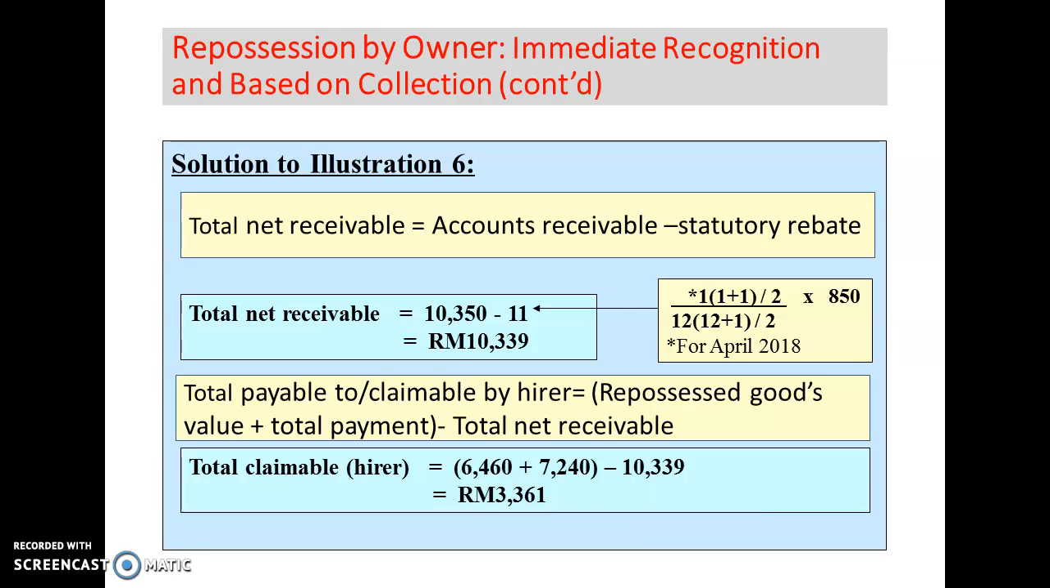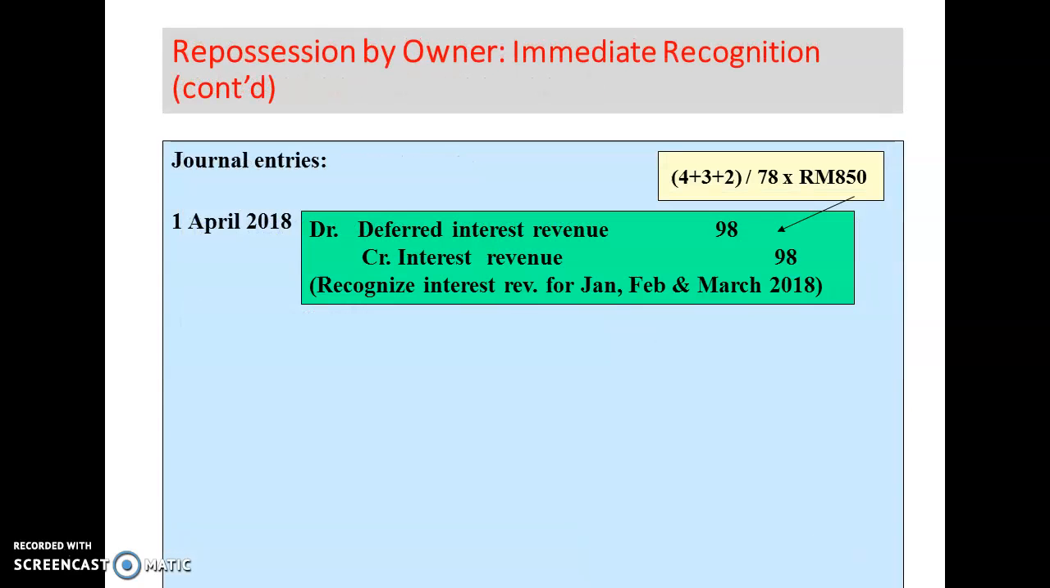Now you have calculated the amount that needs to be paid. Now we're going to prepare the journal entry on the date of repossession. The first step is to make sure all interest revenue has been recorded or charged up to the repossession date. So the company needs to first recognize the interest revenue for January, February, March, the months in which the company has not received an installment yet. Probably the company has not recognized the interest revenue yet. So we're going to recognize this interest revenue for January, February, and March.